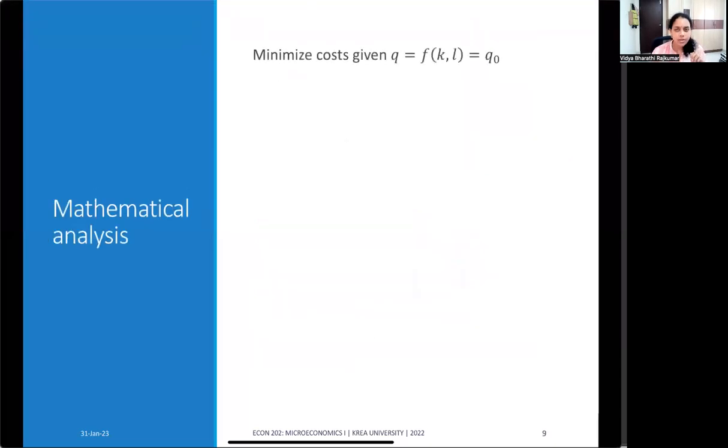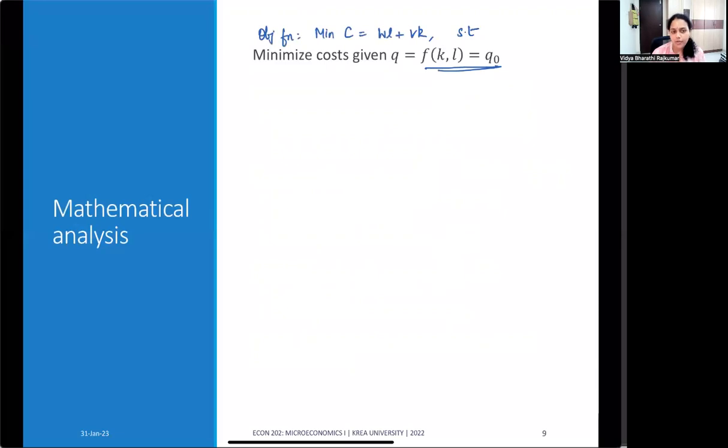So let's also do the calculus version, let's see how we get this result from calculus as well. Our goal now is to minimize costs given a certain level of output. So our objective function is actually to minimize costs equals WL plus VK, subject to a constraint of having to produce Q naught levels of output.